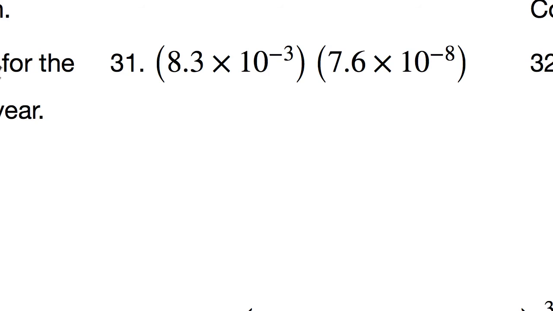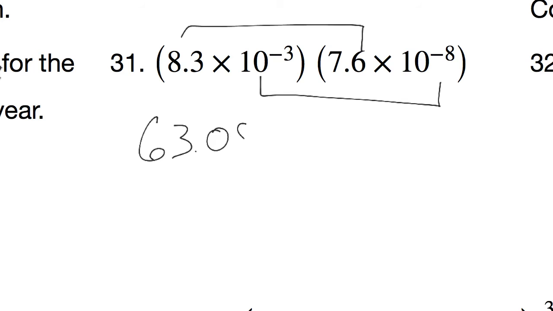Okay, so if you're multiplying these together, you can multiply the numbers and multiply the exponents separately. So 8.3 times 7.6 is 63.08. Then 10 to the negative third times 10 to the negative 8, that would be negative 3 plus negative 8, which is negative 11.